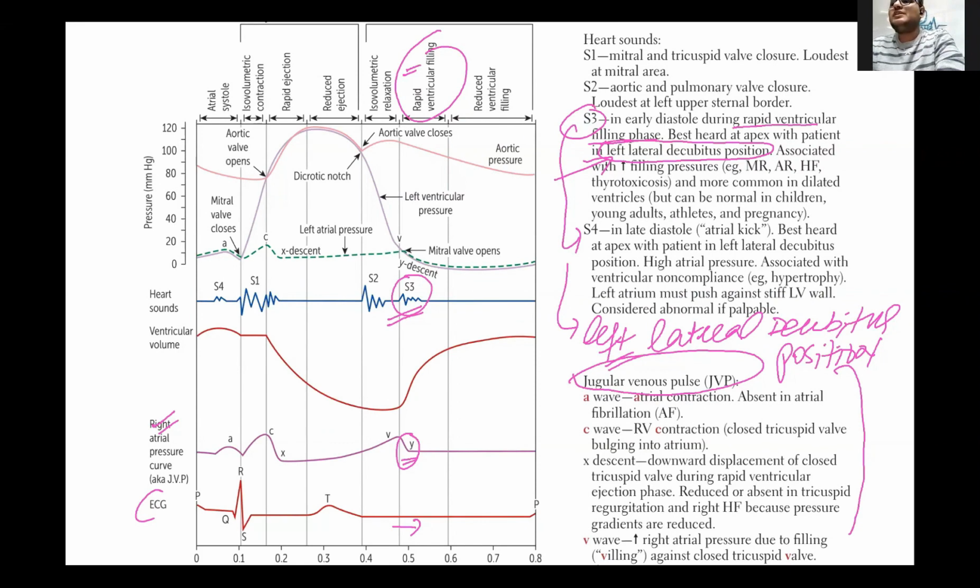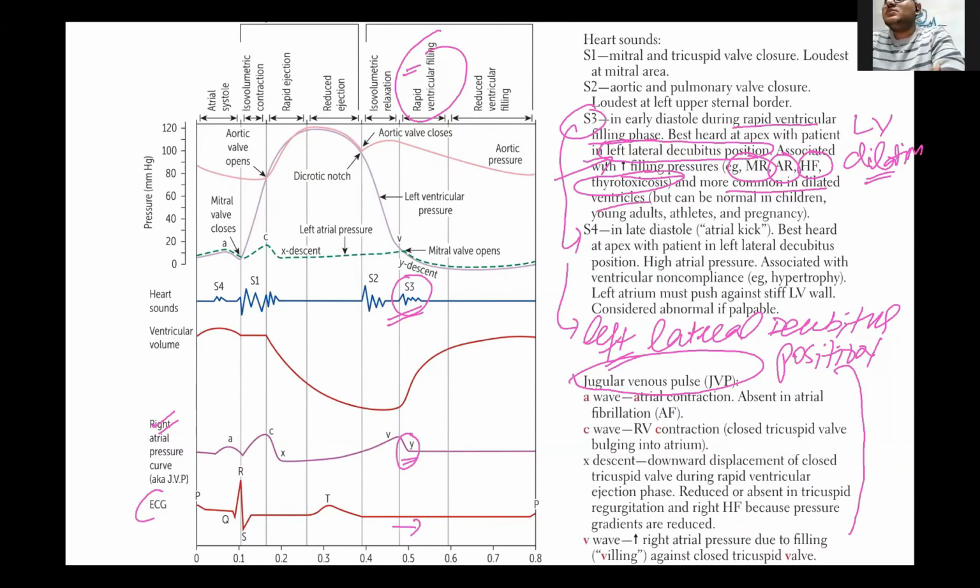It is associated with increased filling pressure, like any condition that causes left ventricular dilation, that produces S3. Remember my word, left ventricular dilation causes S3. What are the conditions that cause this dilation? Mitral regurgitation, aortic regurgitation, heart failure, thyrotoxicosis. It is more common in a dilated ventricle.